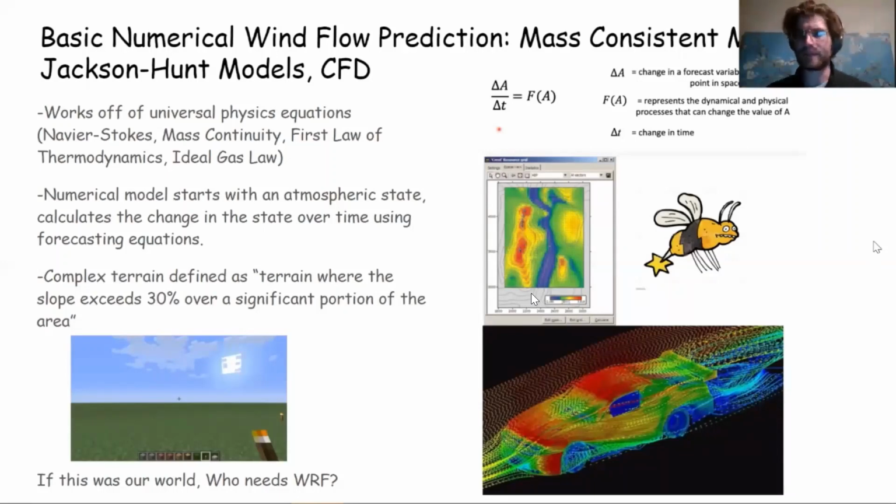They start with an atmospheric state, and they basically calculate the change in the atmospheric state over time using a bunch of variables. And this is a very basic equation I included in the top right.